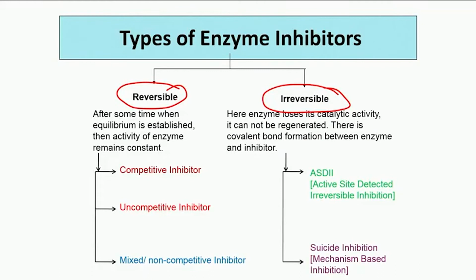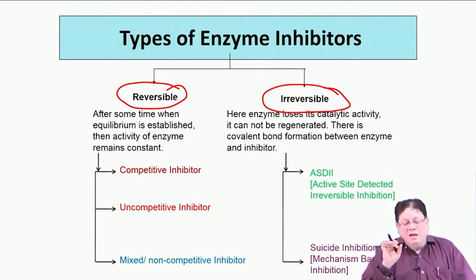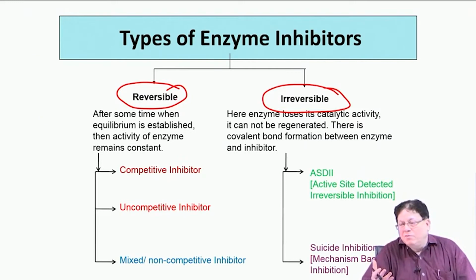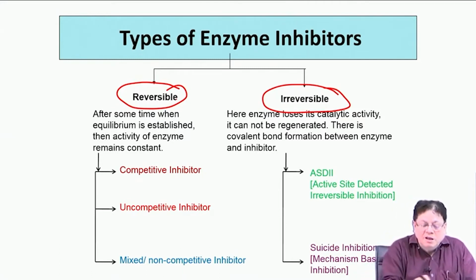So, that is reversible. And irreversible, on the other hand, is where this molecule that we are talking about as inhibitor goes and binds and then forms a covalent bond with an amino acid residue in the active site. In that case, it is very difficult to get back the enzyme in the native form, because the inhibitor is already tied up with the enzyme via a covalent bond. So, covalent bond formation or not decides whether it is reversible or irreversible.